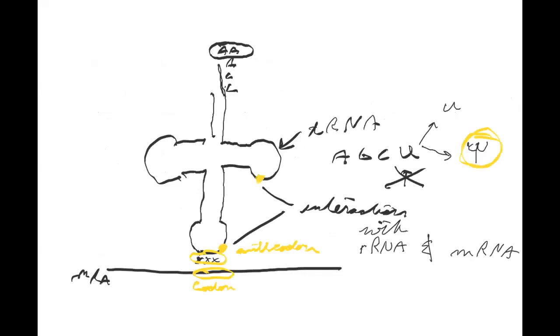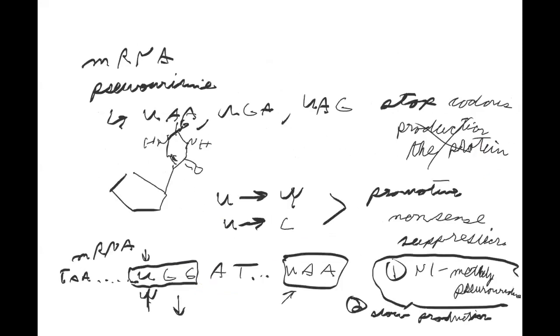Then I discussed the tRNA and where the interactions are for the pseudouridine to allow for better interaction with the ribosomal RNA and the messenger RNA. Then I described how pseudouridine can be used to prevent the probability of a nonsense mutation. It's preventing the production of a stop codon. And this is part of the reason why the methyl pseudouridine was used in the messenger RNA platform, but it's also to help slow the production down. But those aren't the only two reasons.